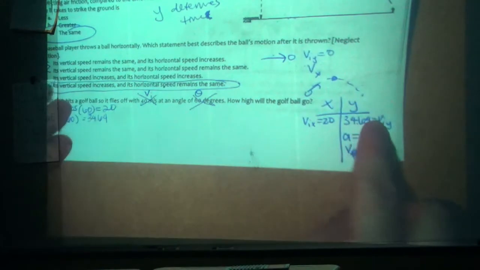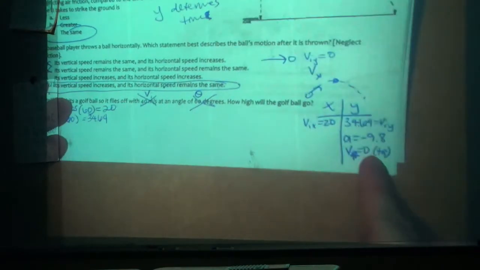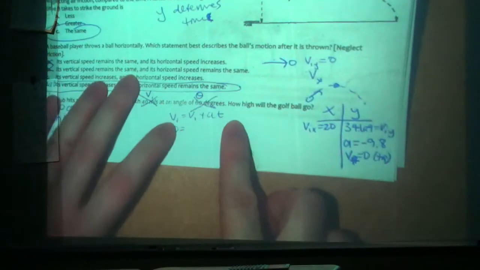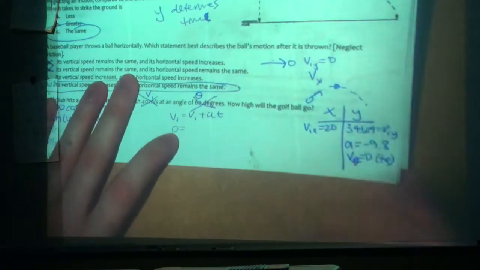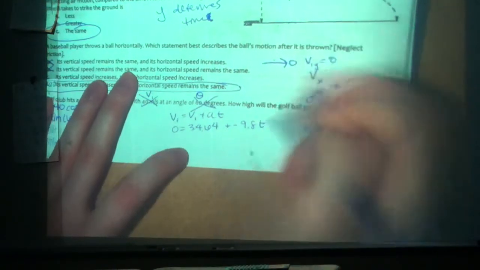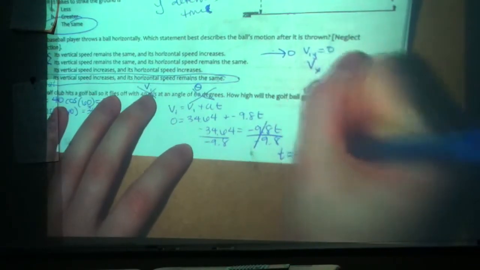So if I have the initial velocity for y, the acceleration, and the final velocity at the top, I can find the time, because I can use my VF equals VI plus AT. VF is 0. Make sure if you're plugging into an equation with 9.8, you use only y values, because these are totally separate, so my VI has to be the 34.64. And then plus negative 9.8t, subtract over, equals negative 9.8t, divide the negative 9.8. And that's going to give me my time is 3.53.